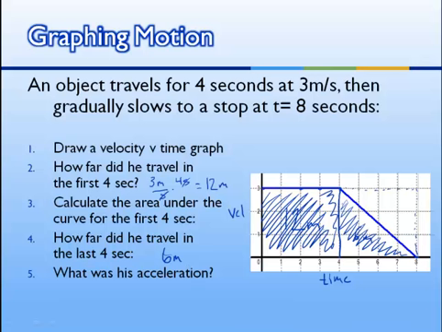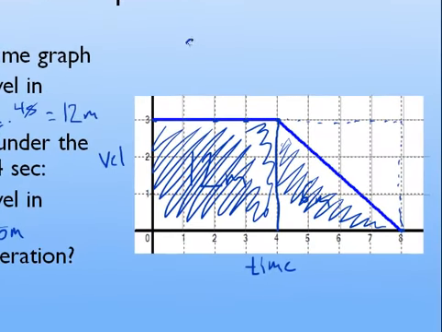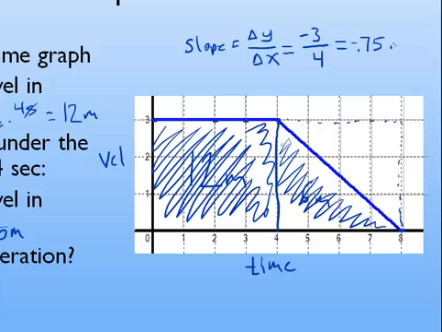His acceleration, remember, acceleration for velocity versus time graphs is the slope of the line. So slope is change in y over change in x, which in this case would be a decrease of 3 meters per second over a course of 4 seconds. That would correspond to negative 0.75 meters per second squared.